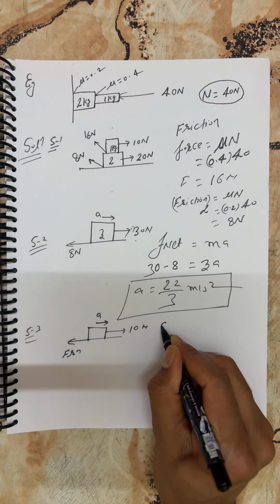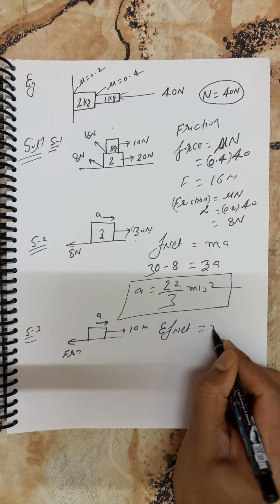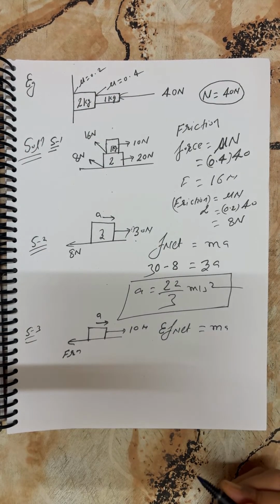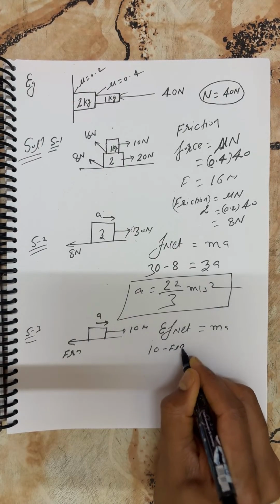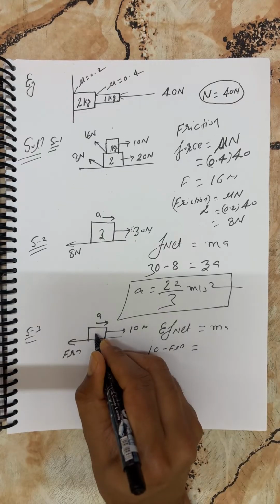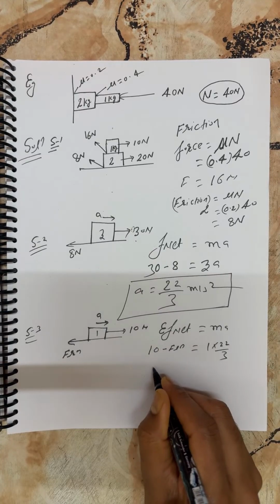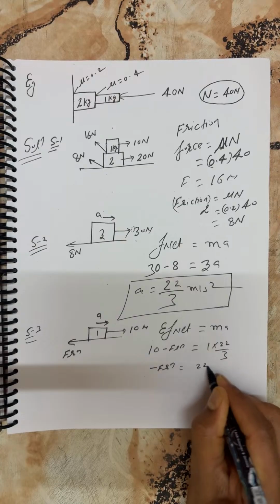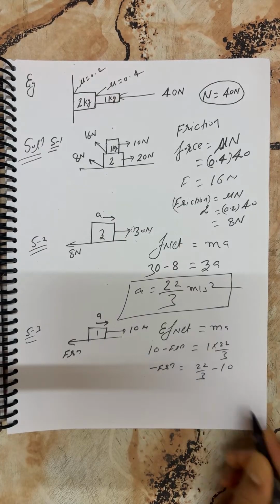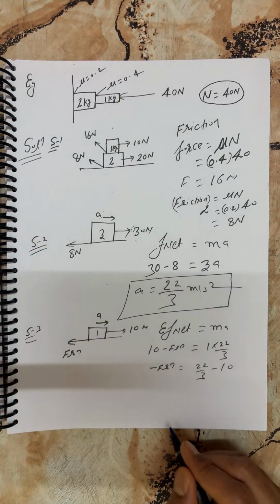Now students, I'll apply the equation of motion again: summation of F net equals ma. F net is 10 minus friction force, which equals 1 into 22 by 3. So minus friction equals 22 by 3 minus 30, which is minus 8 by 3.